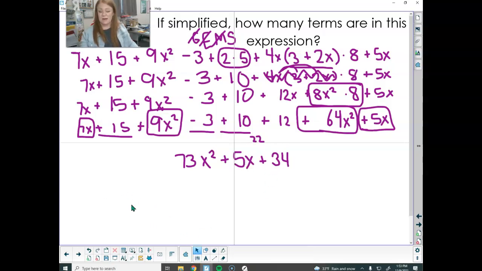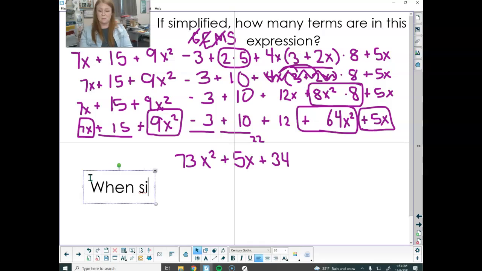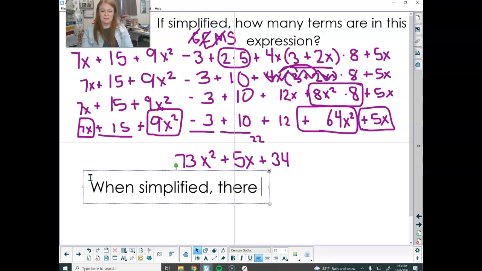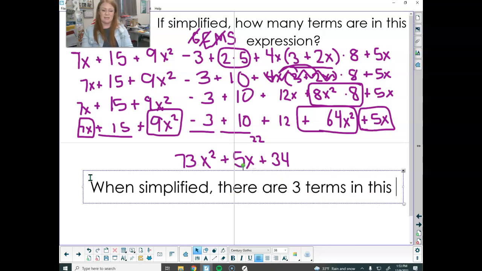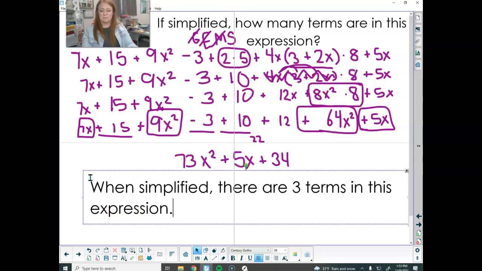So now I can write my RACE response. So I've simplified; how many terms are in this expression? So when simplified, so I'm restating, there are 3 terms in this expression, right? I can see the x squared, x's, and constants. So there's R and A.